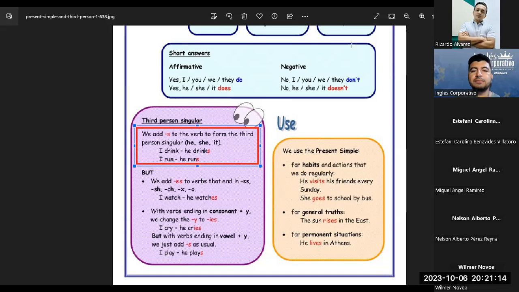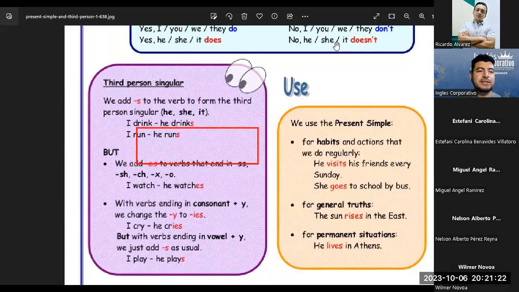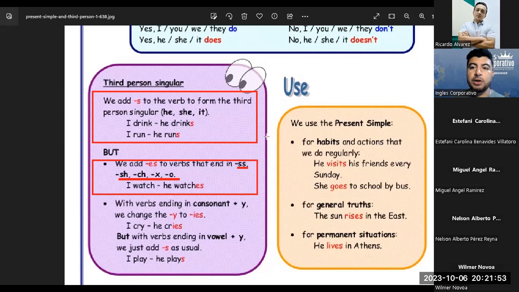Pero también tenemos tres excepciones, ¿ok? Entonces, en estas excepciones, lo que necesito es que vean que la primera opción es, le agregamos S. La segunda regla es, fíjense bien, cuando tenemos verbos que terminan con la letra S, con la letra H o con la letra X o con la letra O, entonces no vamos a agregar la letra S. We're going to add ES. Vamos a agregar la letra E y la letra S. Vean acá. I watch. En tercera persona, he watches. ¿Verdad? Entonces se le agrega ES porque termina con una H.